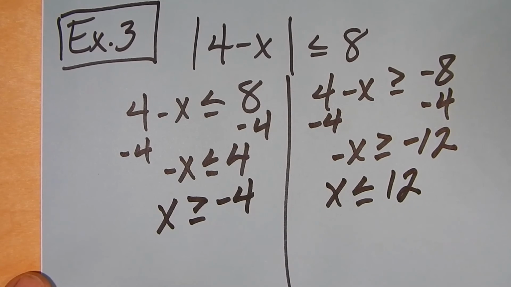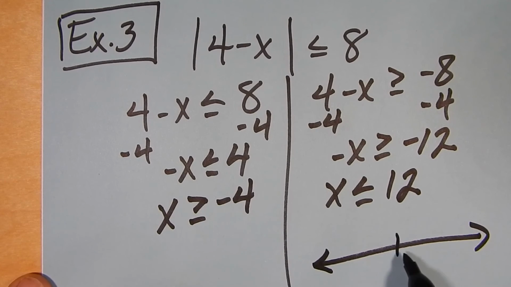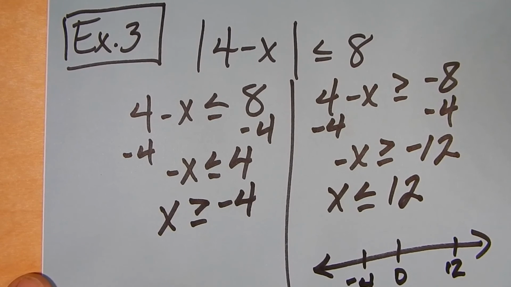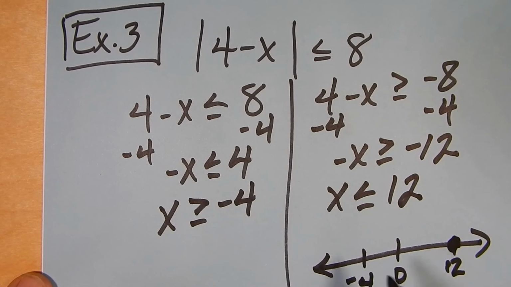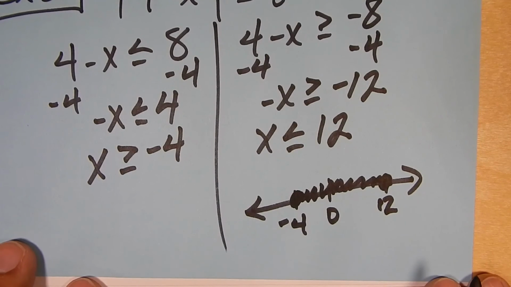So if we graphed that, we don't have to, but here's 0, here's negative 4, here's 12. So less than or equal to 12, so we've got that, greater than or equal to, so we can include this point. We're shading to the right of this and to the left of that. So it gives us what appears to be an AND statement.